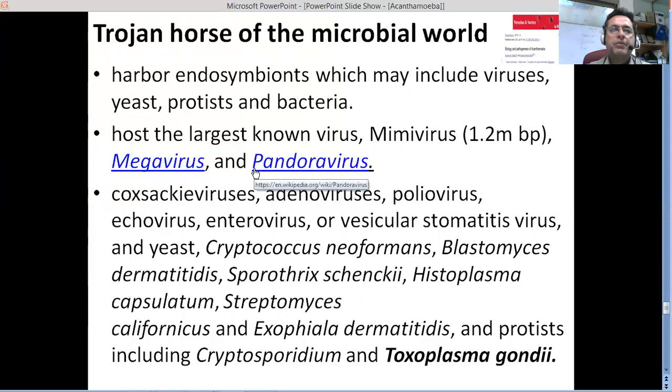Apart from these megaviruses or mimiviruses, Coxsackie viruses, adenoviruses, polioviruses, echoviruses, enteroviruses, vesicular stomatitis viruses, and a lot of viruses that are of pathogenic nature, are living inside these Acanthamoeba species, which is quite striking.